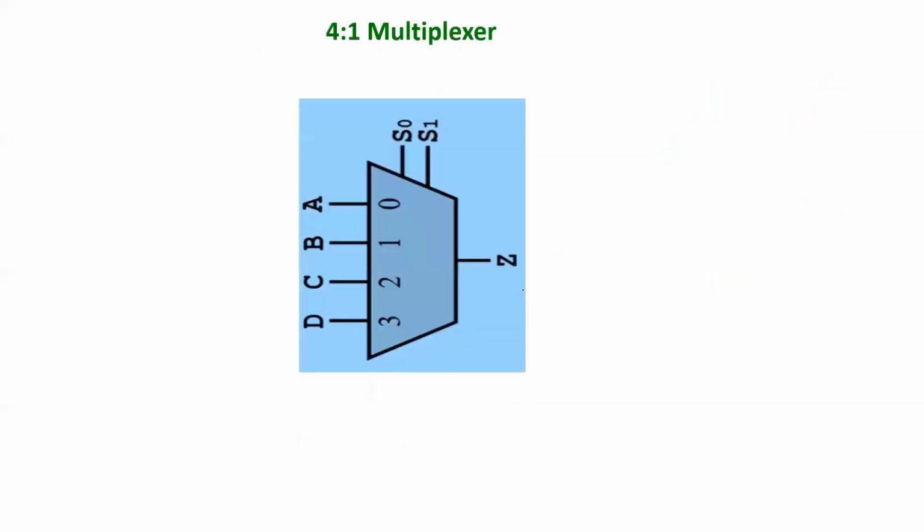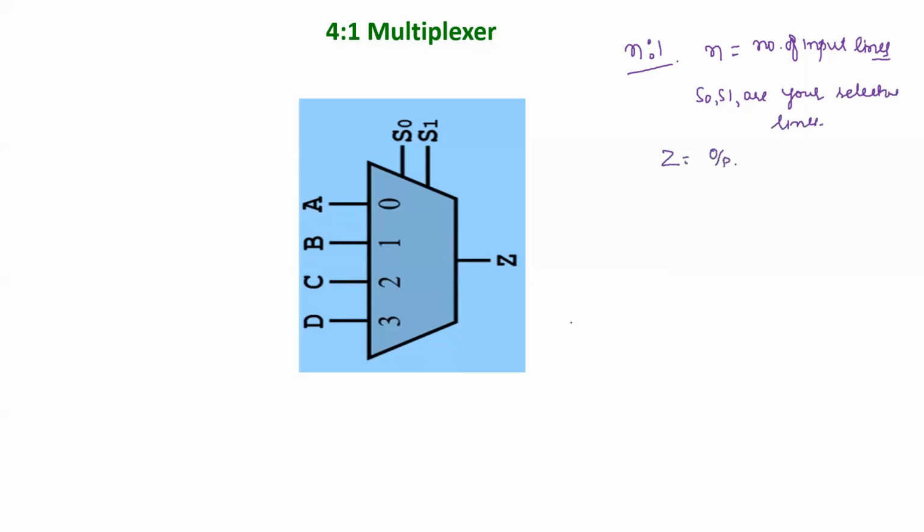Now this is your 4:1 multiplexer. Why is it called a 4:1 multiplexer? Basically, we use the term n:1 multiplexer, where n means the number of input lines, and S0 and S1 are your selection lines. Then Z is your output.